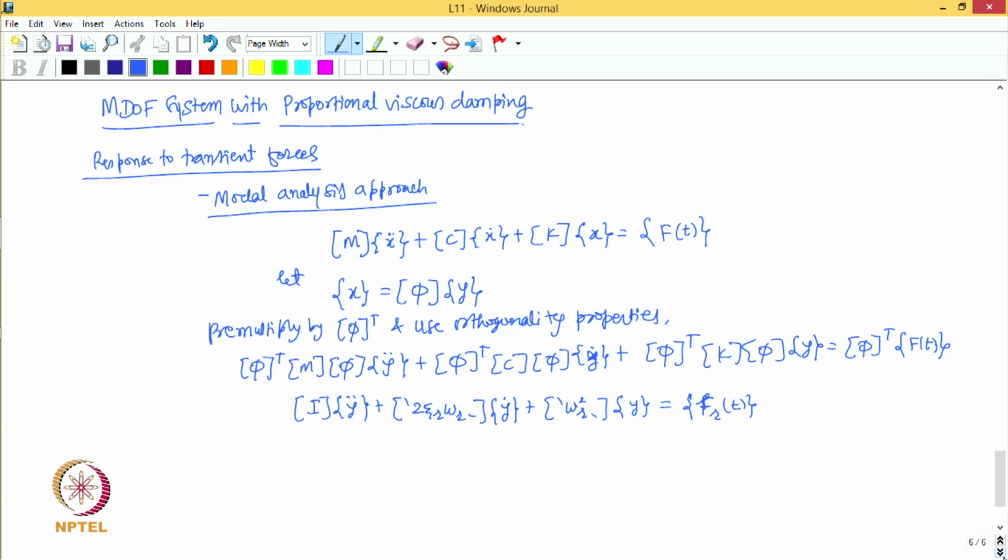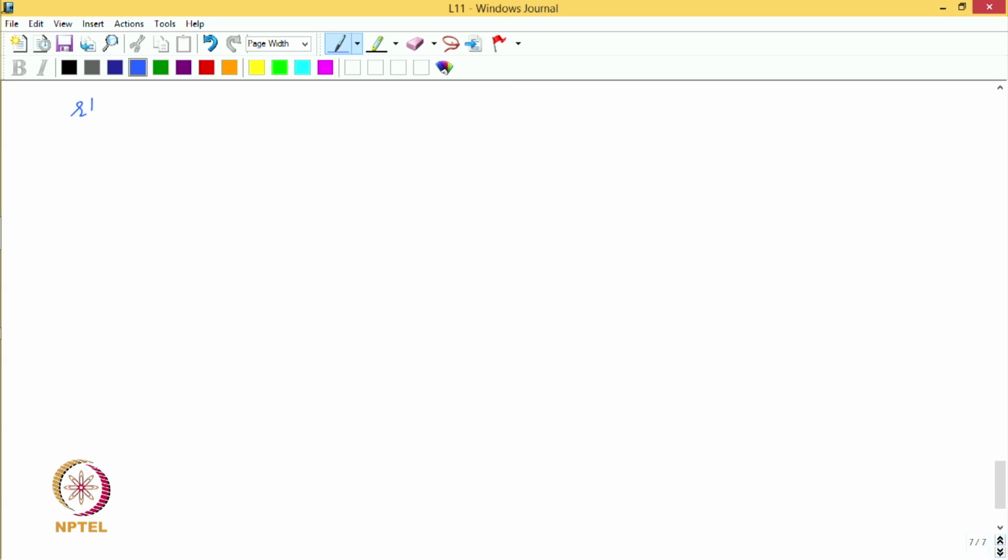Let us go to next page. So, if I consider the Rth modal equation, that is nothing but y r double dot plus 2 zeta r omega r y r dot plus omega r square y r is equal to f r t, right. So, that is the Rth modal equation.